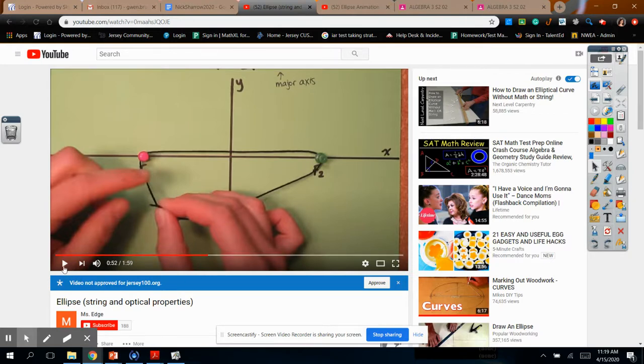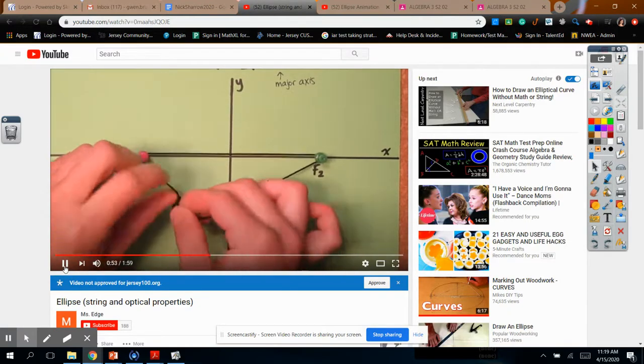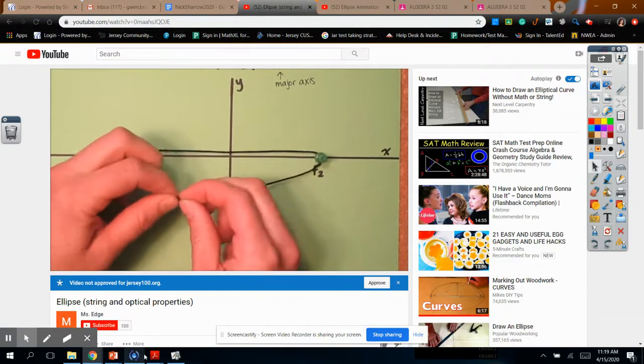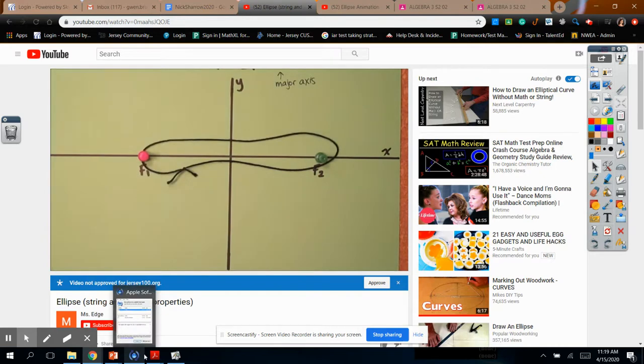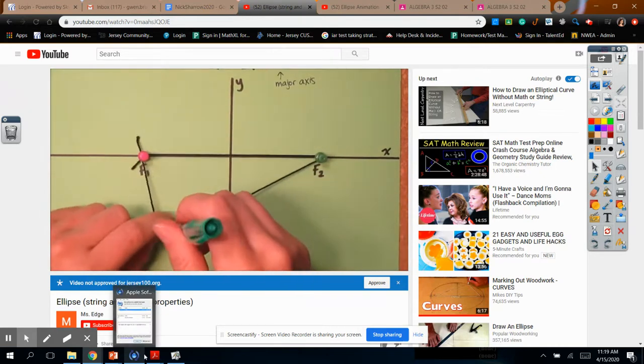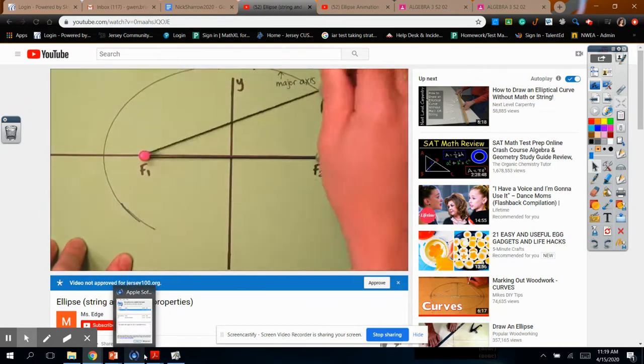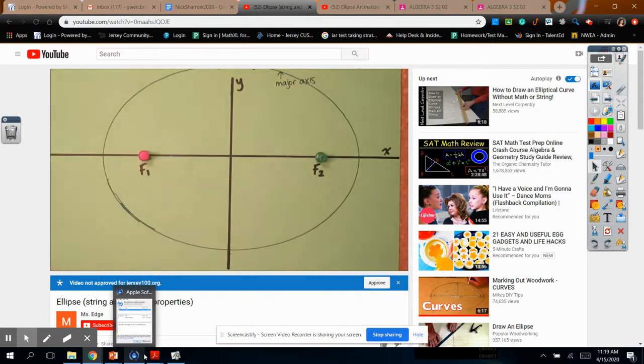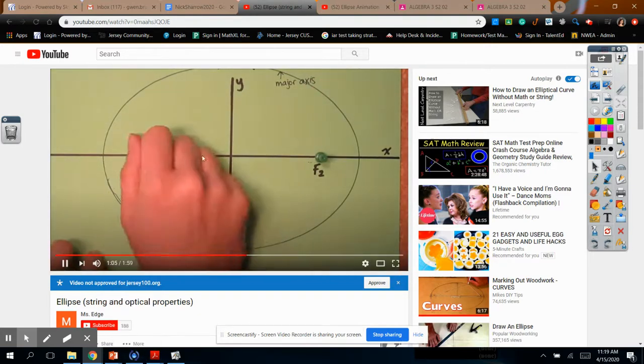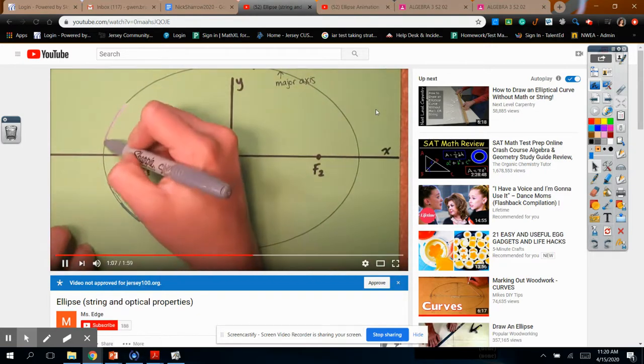If you have a set length, so the two dots are going to be the foci, and then they tie a string around it and watch what they do. So they tie this string and they get a pen and they keep it tight. And there's the ellipse. So then the foci are on the inside. That's the major axis, and that's the minor axis.